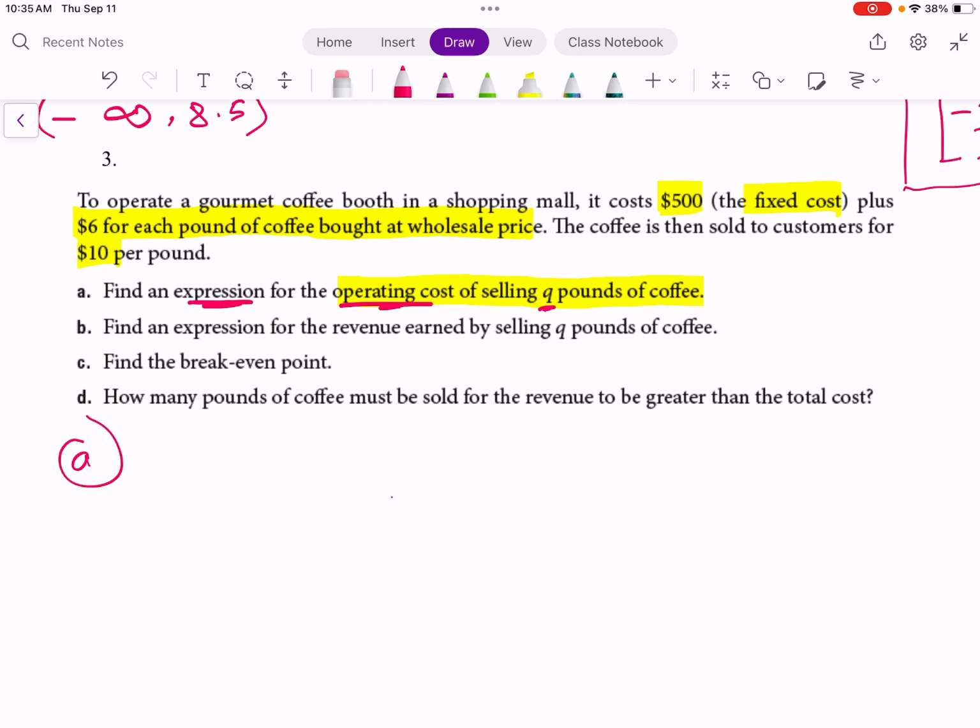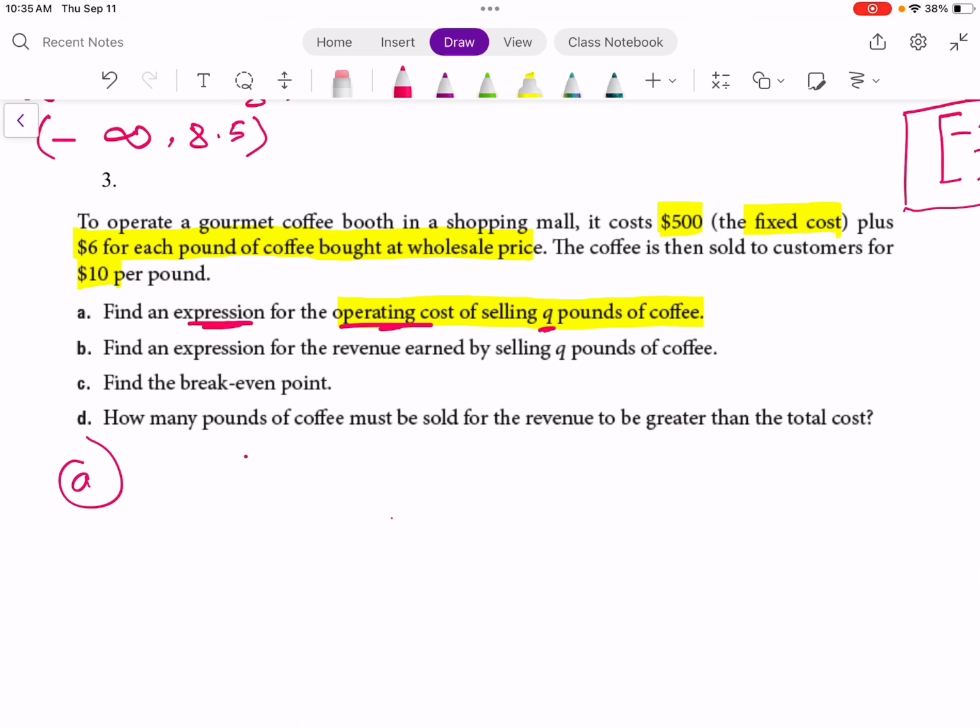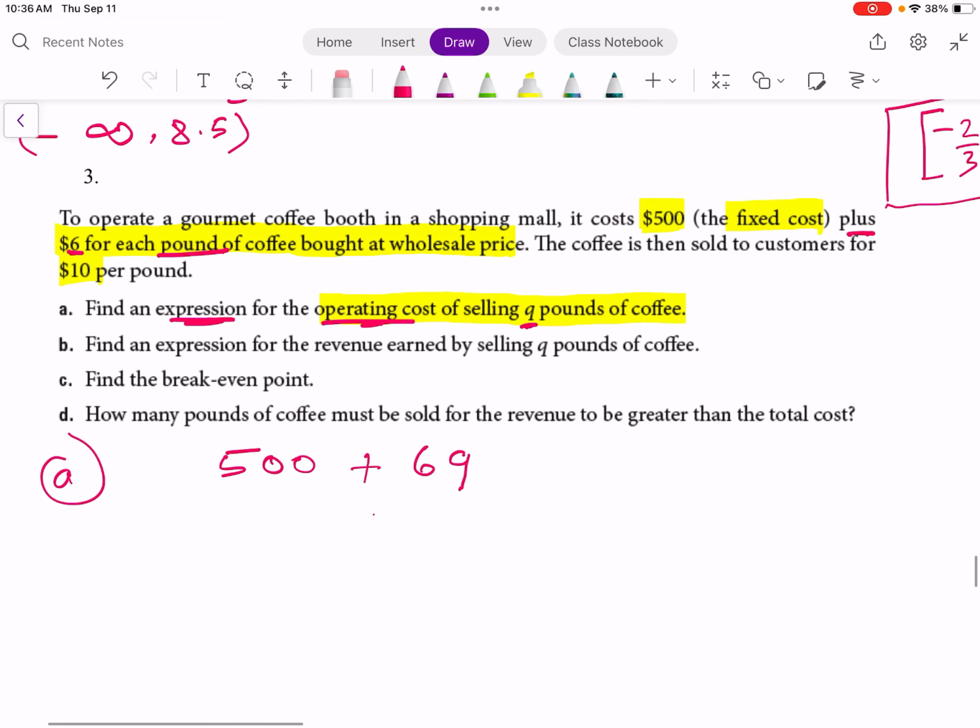So let's use operating cost. Okay, so let me use C here. So the expression: we need to pay $500. This is fixed, right? $500 is fixed. Plus we have $6 for each pound. We are talking about Q pounds. So what will be the cost of Q pounds? 6 times Q, 6Q. Okay, so 6Q is the expression for operating cost. Okay, so this is not 9, this is Q. So 500 plus 6Q is the operating cost.